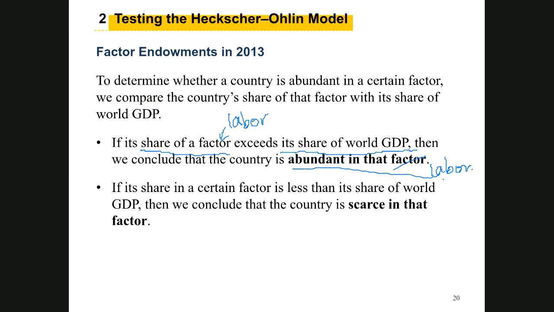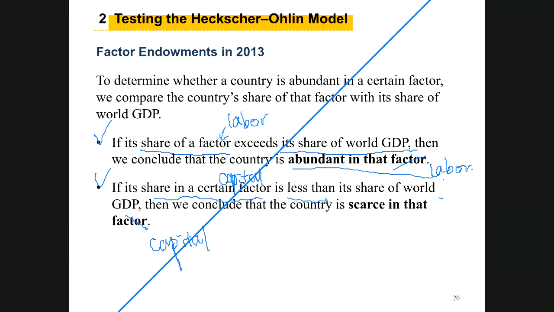If the share of a certain factor is less than its share of the world GDP, it's the opposite way, right? Those two bullet points are opposite. We could conclude that this country is scarce in that factor. For example, if a country's share of capital is less than its share of the world GDP, then we could conclude that the country is scarce in capital. This is basically what we are going to do with one of the tables later on.